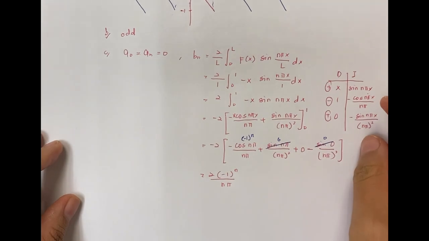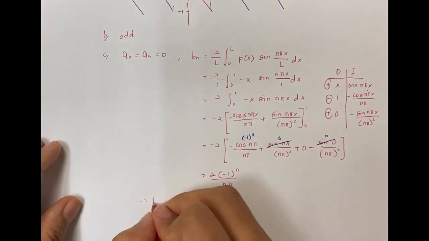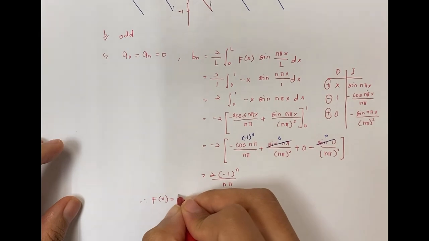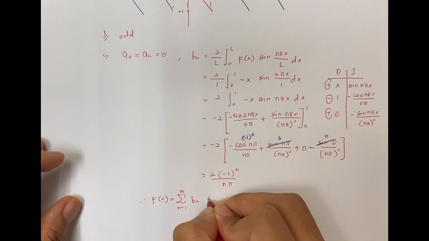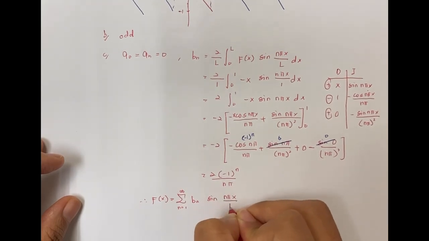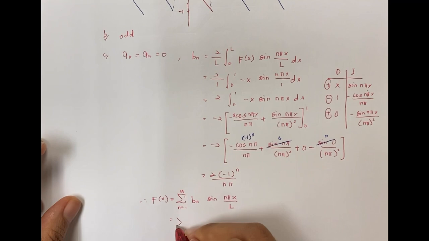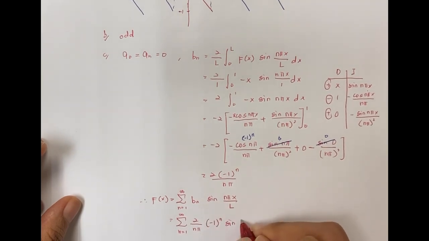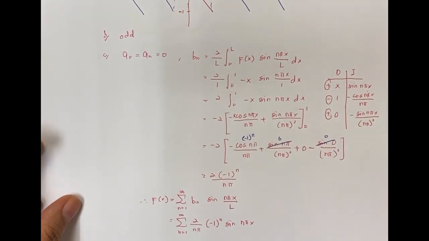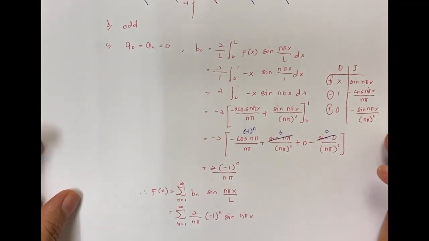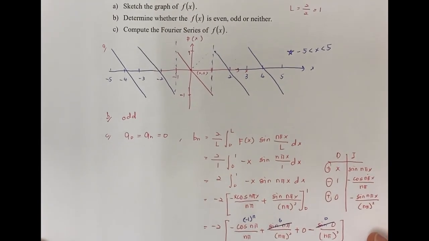So you can write your f(x) odd function. f(x) is equal to summation n equal to 1 to infinity of bn sine n pi x over L. So summation n from 1 to infinity, bn is 2 over n pi, negative 1 to the power of n, sine n pi x. Since L equal to 1, we just have sine n pi x. So this is the last answer for the last example.